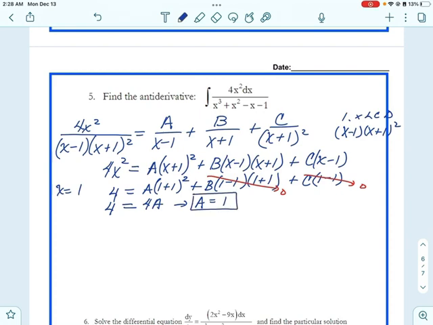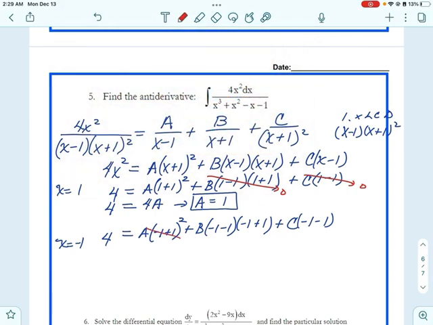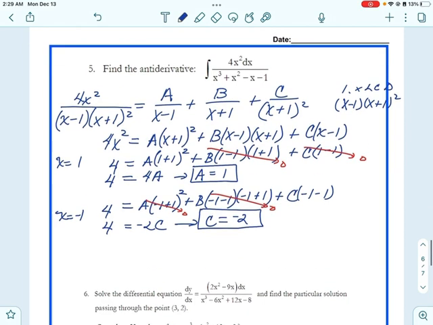Okay. Then we use our next excluded value, x is equal to negative 1. So we get 4 times negative 1 squared, which is still 4. 4 is equal to, then we have a, which is 1. I'm going to leave it because it's just going to be a times negative 1 plus 1 squared. And then I have b times negative 1 minus 1 times negative 1 plus 1. And then I have c times negative 1 minus 1. So the first term goes to 0, and that product goes to 0 as well. So I end up with 4 is equal to negative 2c. So we get a c value that's equal to negative 2.